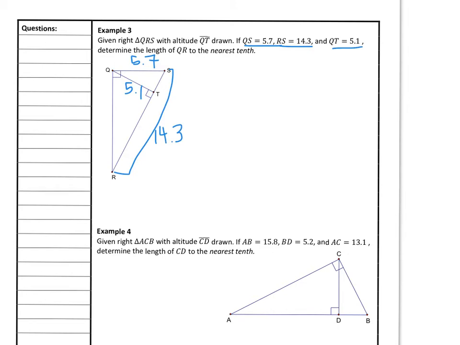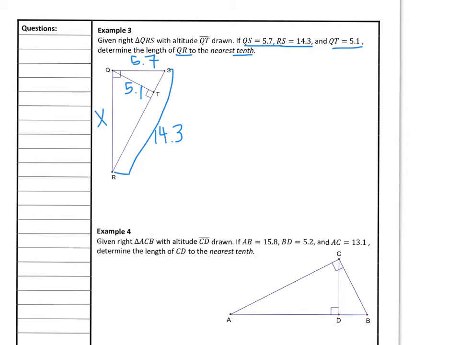So now what is our question asking us? It's saying determine the length of QR. So we're finding this length over here. And so we need to round it to the nearest tenth at the end. Here we need to take a step back and look at those 3 right triangles. Do we know 2 out of the 3 sides of any of the 3 right triangles?